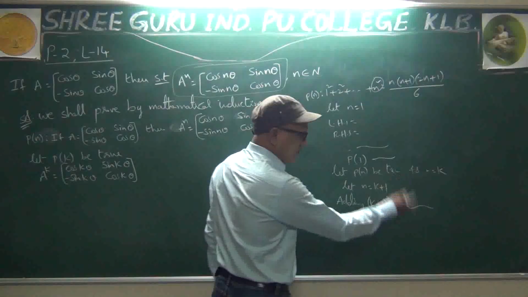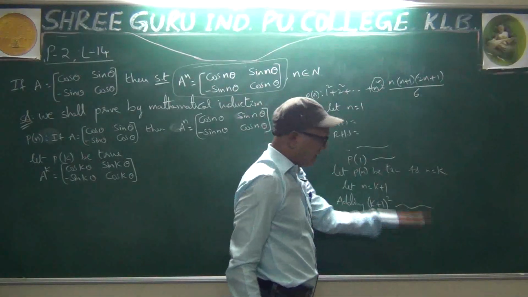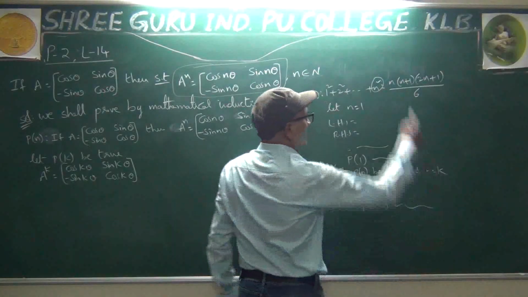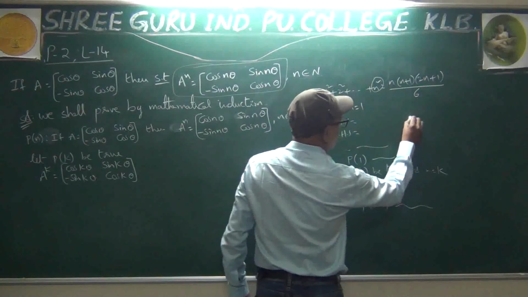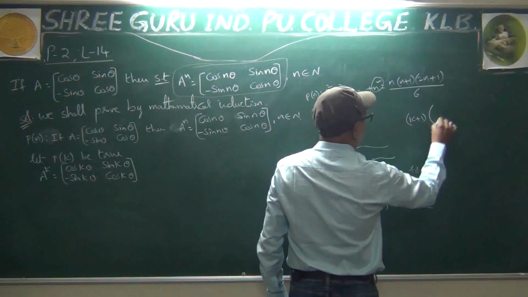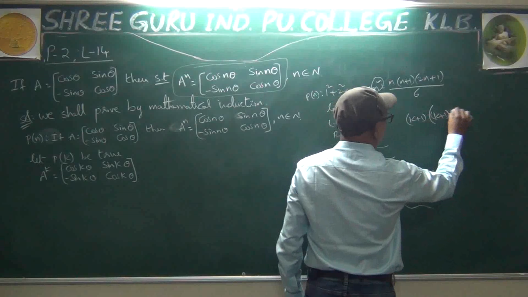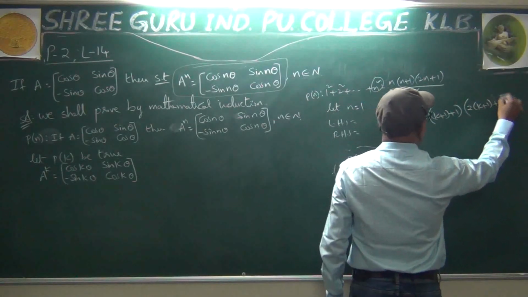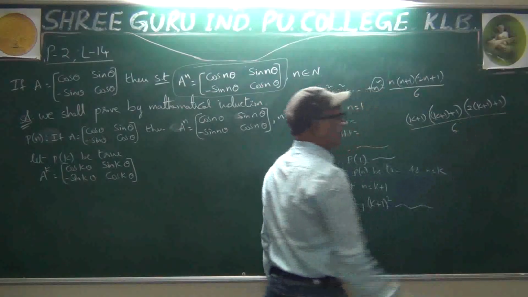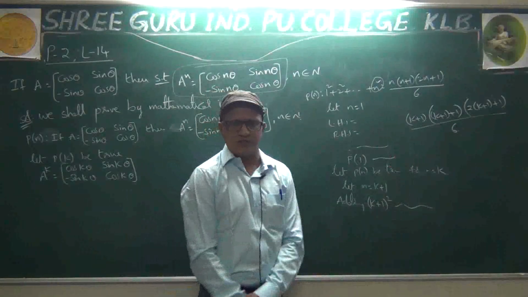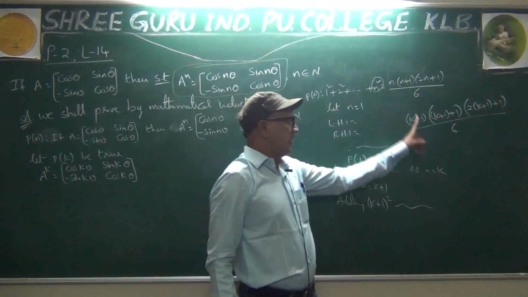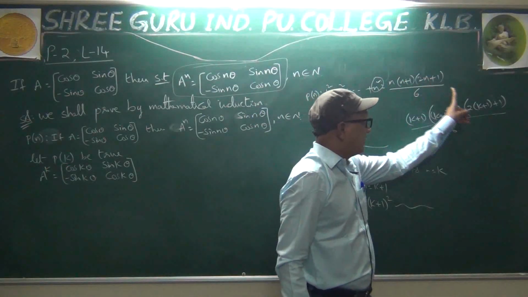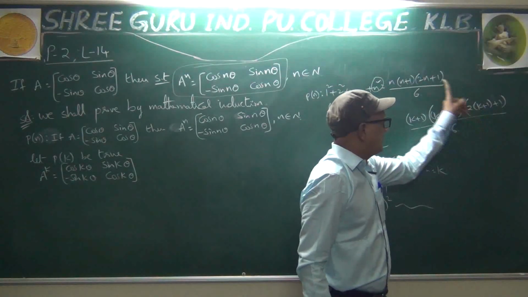See, after adding like this, what should be the final answer? How can we confirm that the answer is over? In place of n, put k plus 1. This should be the final answer. Do you remember mathematical induction or not? If you remember, then you can understand. Otherwise, very difficult. That should be the last step: in place of n, k plus 1.